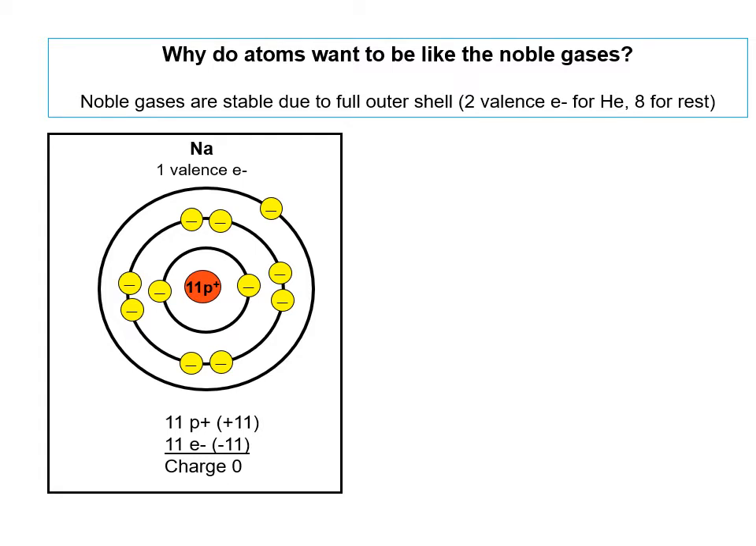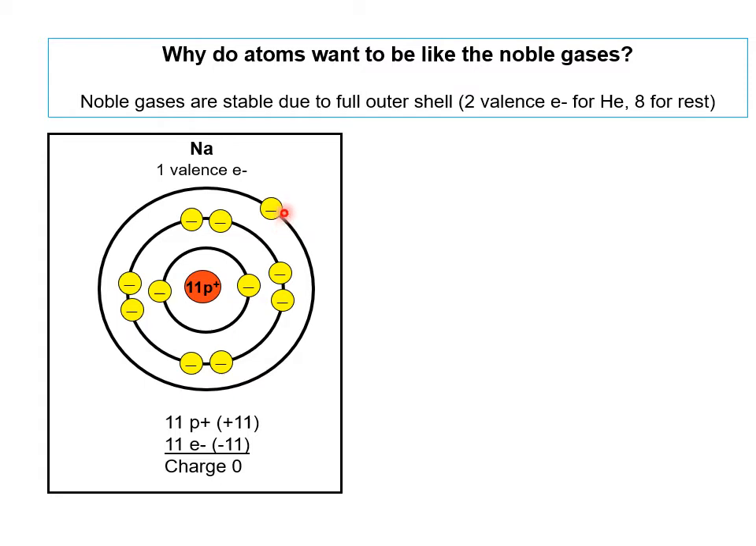So let's look at why they want to be like the noble gases and gain and lose, or how that happens. So sodium, we said, has 11 protons, and as a neutral atom, it has 11 electrons. So overall, its charge is 0. It has 1 valence electron because we put 2 electrons in the first orbit, 8 electrons in the second orbit, so the 11th electron of sodium is in the third orbit and it's all alone.